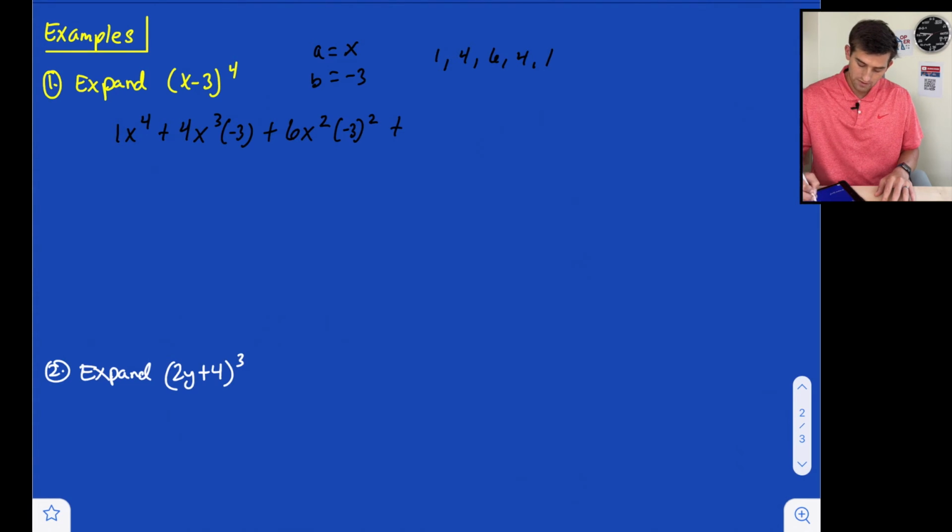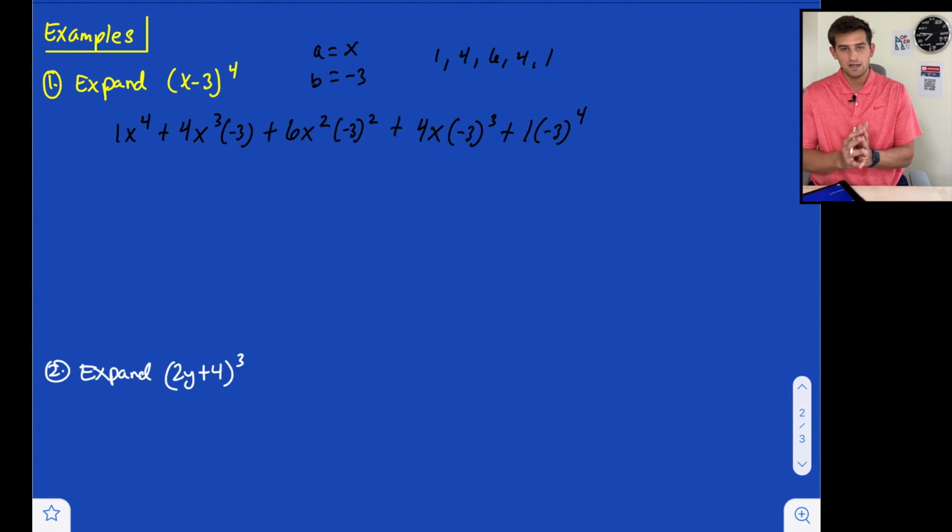Okay, now we go plus. Now we have a coefficient of a 4. We're going to decrease our power of x now to just to the 1st power, and we're going to increase our power of negative 3 to the 3rd power. And our last term, we have 1 as a coefficient. Now our x terms are gone because it has an exponent of a 0, and we're going to increase our power of negative 3 to a 4.